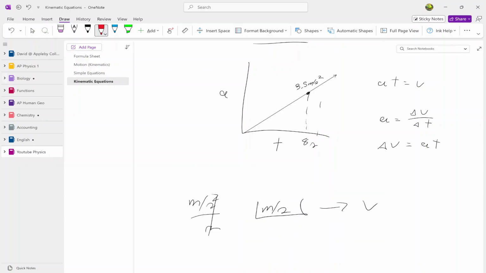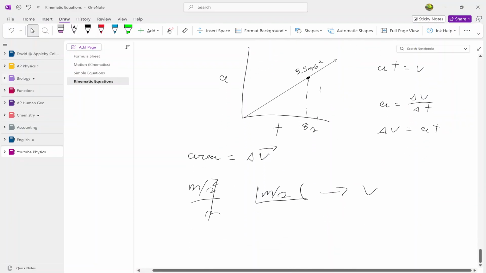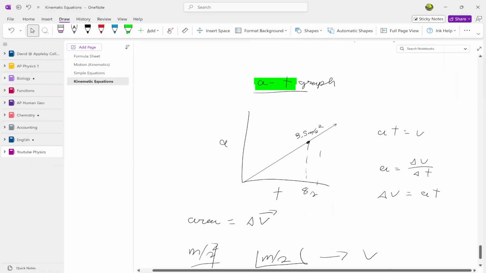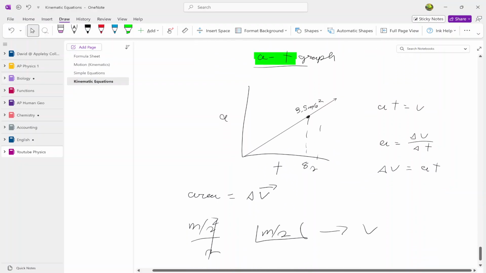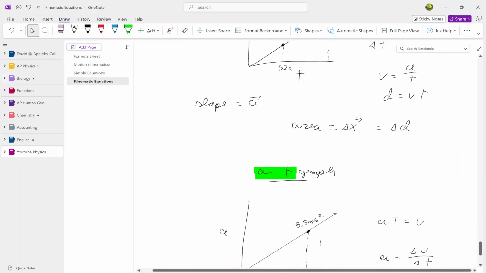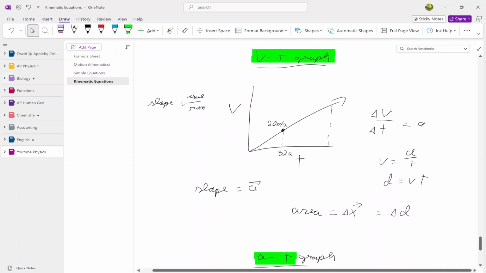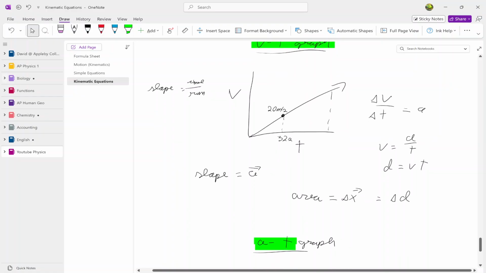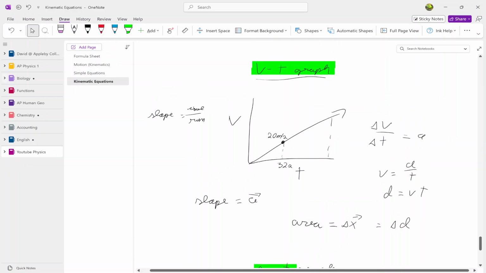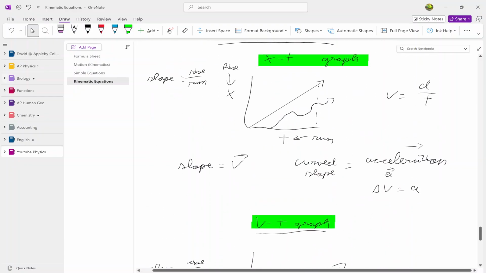So let's note it down. The area equals change in velocity. There we go. So those are all the key relation graphs that you should know. We have acceleration time, where the area gives you the velocity. There's no slope needed for that one. The velocity time graph, this is one of the most common ones usually. The slope will give you the acceleration at that point in time, and the area will give you how much distance was traveled.